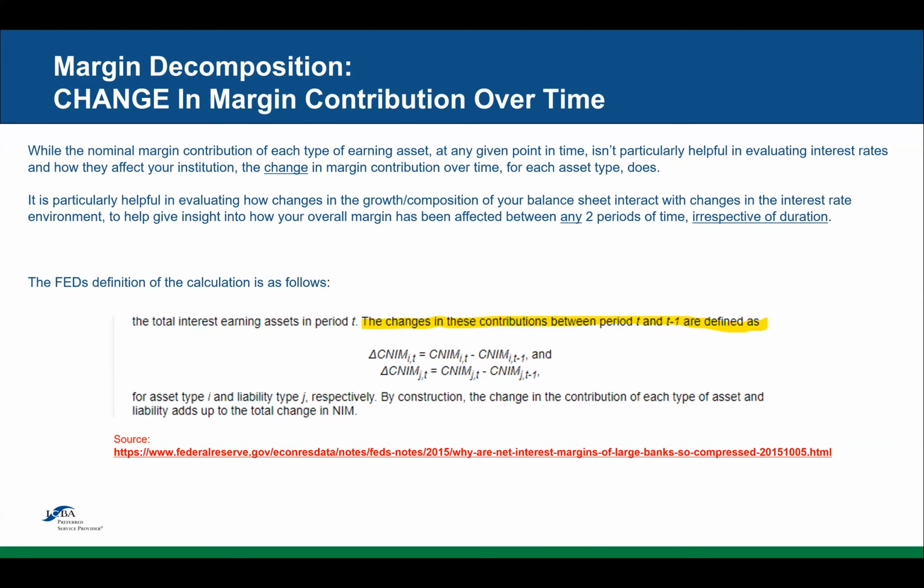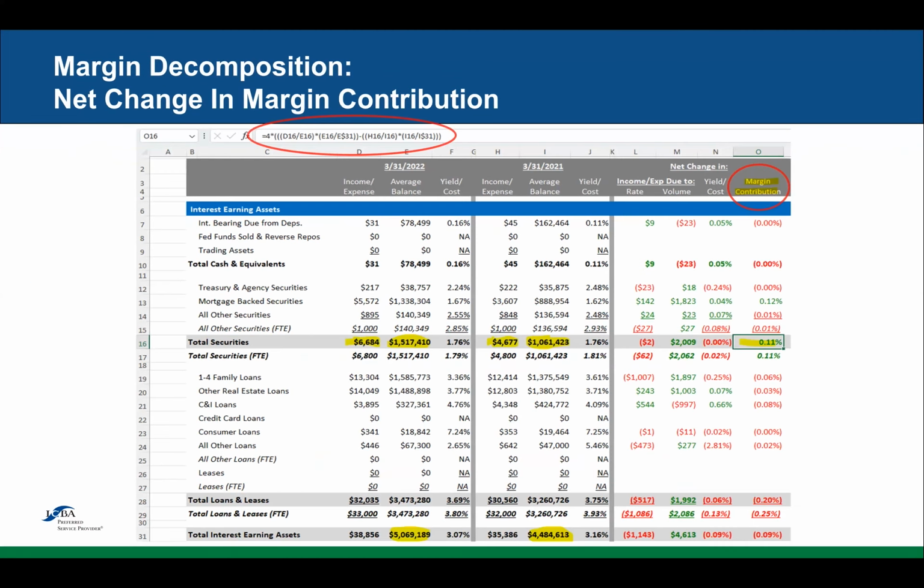So given all this, if you can go back 2 slides, Sean, we'll see what it actually looks like in the tool there. So you see all that math up there in Excel. For total securities, you see there's an 11 basis point change in margin contribution. So what we're looking at is the fact that for the overall margin, your net interest income has increased by almost 50% over that period, and your balance has increased 50% over that period.